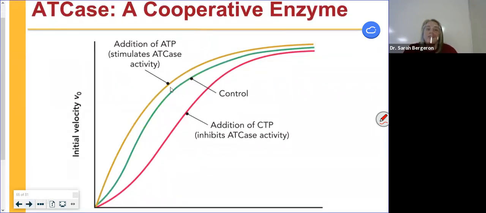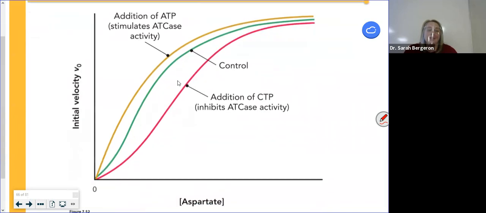So if you look at enzyme kinetics, right? This is our starting substrate, aspartate. This is our normal binding curve for our reaction. If we add CTP, that's our product, what's going to happen to the kinetics of the reaction? We go from green to red. What happens to the velocity of our reaction at the same concentration of substrate? It decreases, right? And that's what we want.